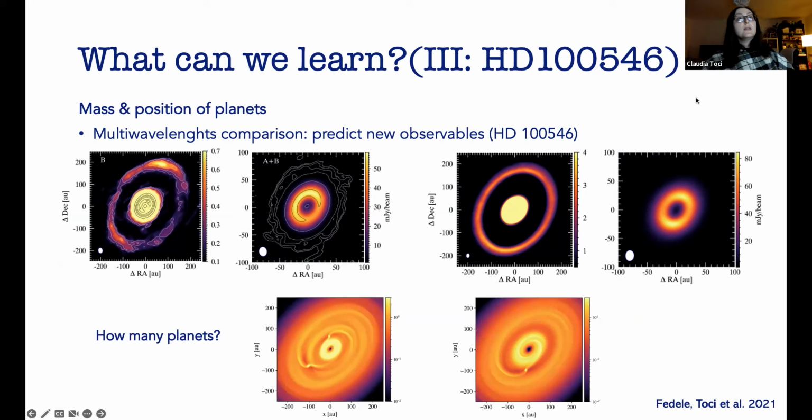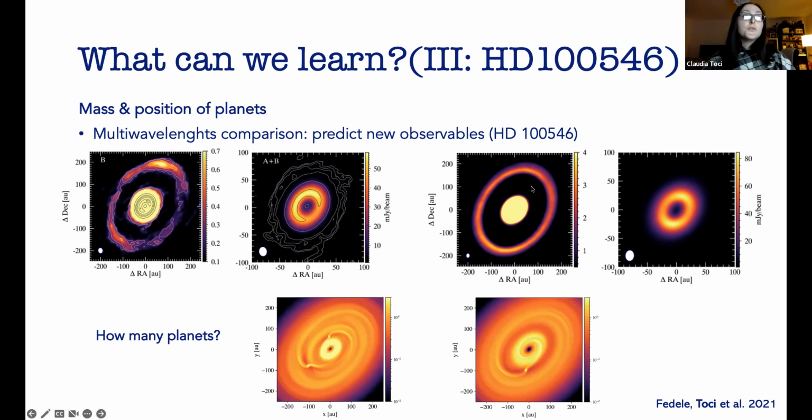So, for example, in the case of HD 10546, it was known that there is a very, very faint outer ring, and please look at the sizes. The inner ring is smaller than 50 AU in radius, while the outer one is almost 200 AU. So it's very, very far away. It's very, very faint. So how can we have such a faint ring in the outer part of the disk?